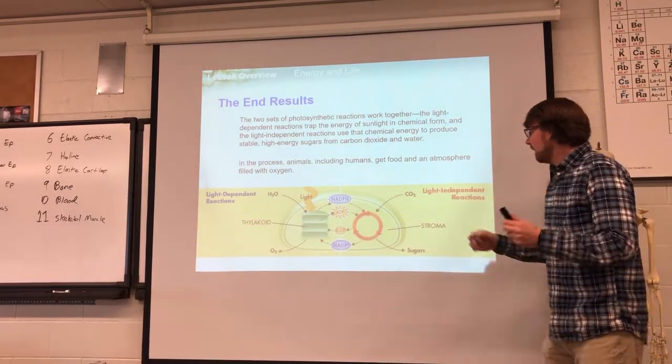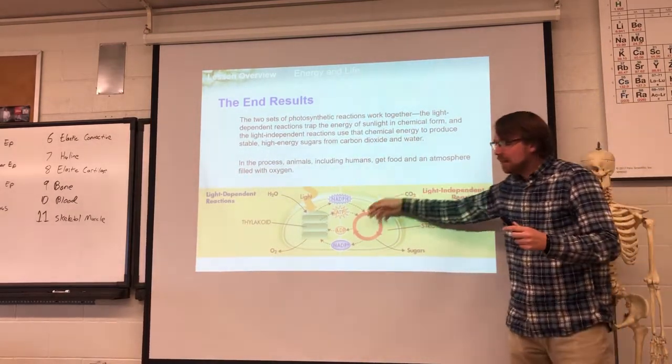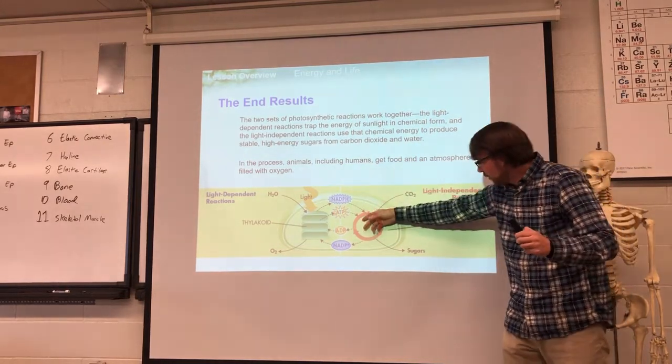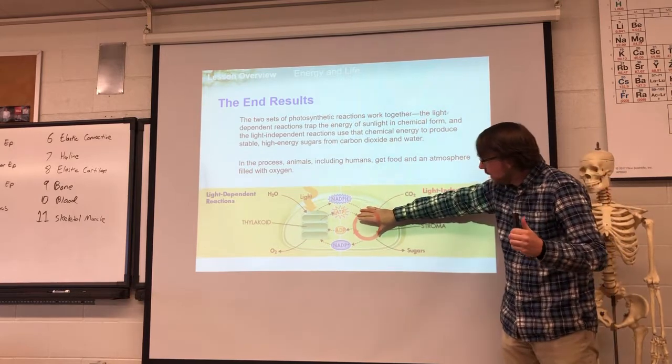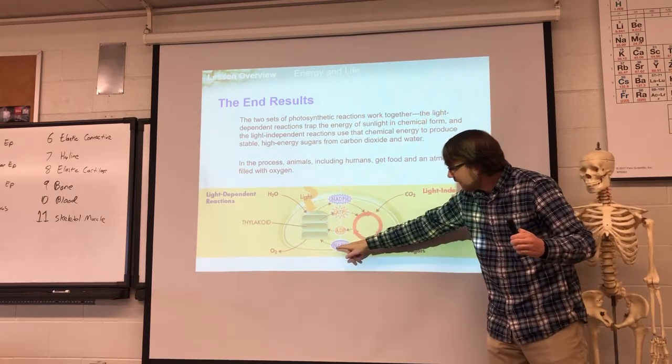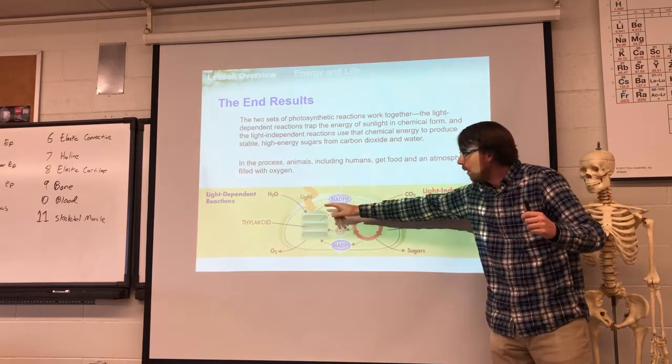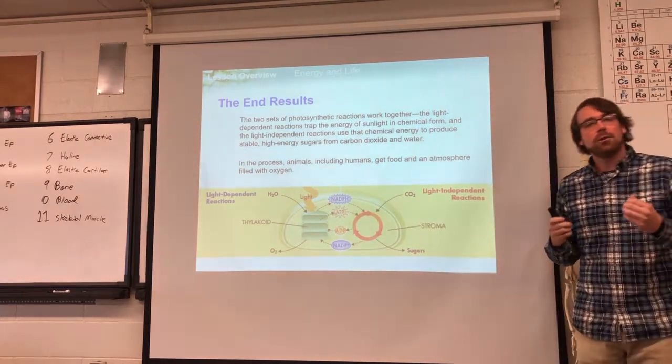Over on our light independent side, carbon dioxide goes in. 6 molecules come in, 1 molecule of sugar goes out. This is powered by the ATP and NADPH from the light dependent reactions.